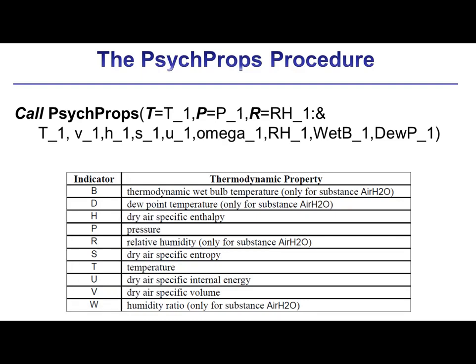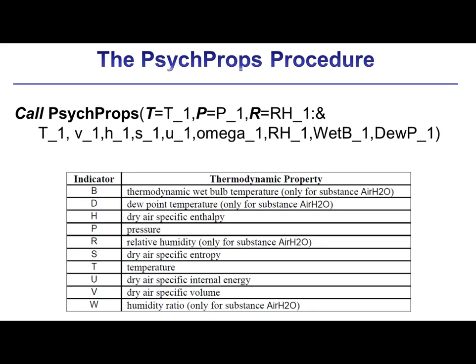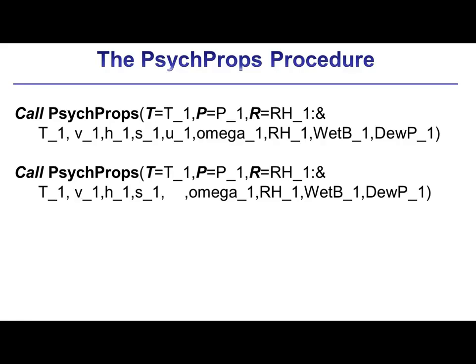The value and the units of the inputs and the outputs are determined in the usual way by the unit system setting. The PsychProps procedure will return temperature, dry air specific volume, enthalpy, entropy, and internal energy, humidity ratio, relative humidity, wet bulb temperature, and dew point temperature in that order, given any three properties that fix a state. So outputs can be skipped by just not populating that location in the output list. For example, if you didn't want the procedure to return dry air specific internal energy, then you would just leave that item in the list blank as shown here.